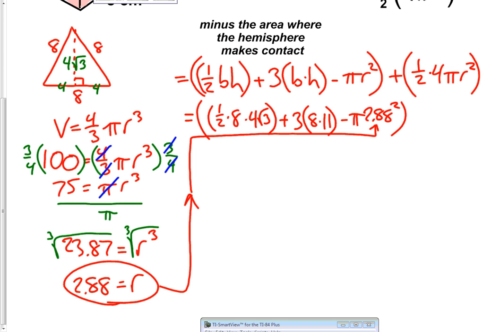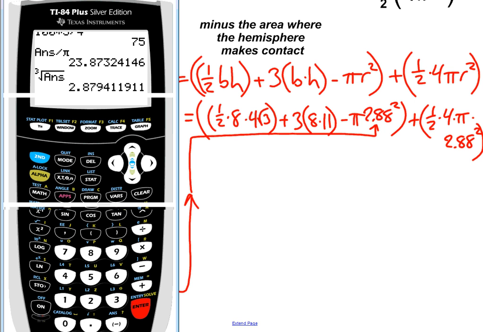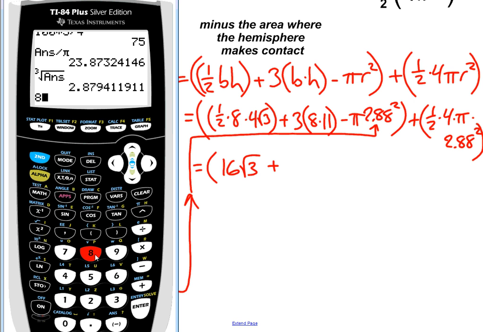That was a lot of work, but we had to do it because we needed the radius, and we actually are going to need it again. 1/2 times 4 times pi times, I'm out of space, but 2.88 squared. We've got a lot of numbers going on here. Don't freak out about it. They're all manageable numbers. In this first set of parentheses, we have 8 times 4 is 32, and half of that is 16. There's that square root of 3 still hanging on. Let's see what we've got going on there. That's a little tougher calculation.